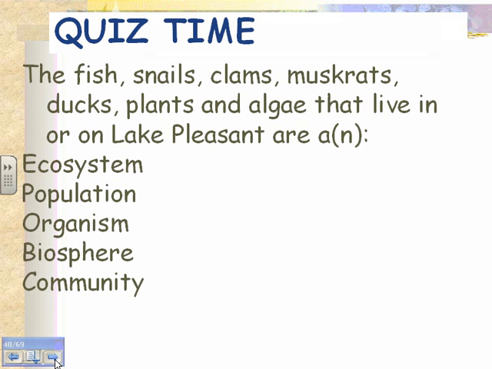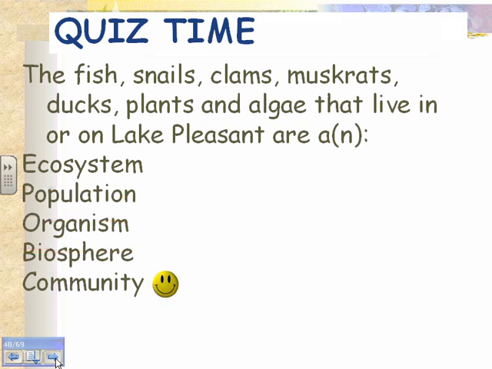So fish, snails, clams, muskrats, ducks, plants, and algae that live on Lake Pleasant are, let's see, living things of all different species. Okay, so I've only got the living things. So I know the biosphere is everything. I know an organism is just one of those things. This isn't just one type of organism, so I'm going to get rid of population. I know my ecosystem has the abiotic things, the water and stuff, so I'm going to go with community for that one.